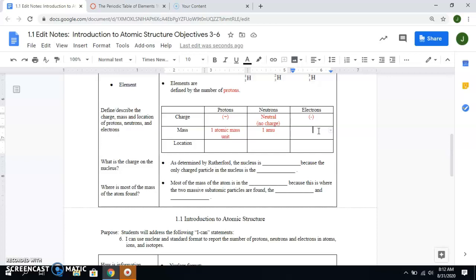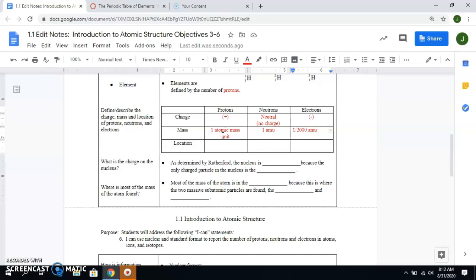Electrons, in contrast, are teeny tiny. The mass of an electron is only 1/2000 AMU. Let me put that into context. What this means is that it would take 2,000 teeny tiny electrons to equal the mass of either 1 neutron or 1 proton. So for that reason, we typically don't consider the mass of an electron when we're thinking about the mass of an atom, ion, or isotope.